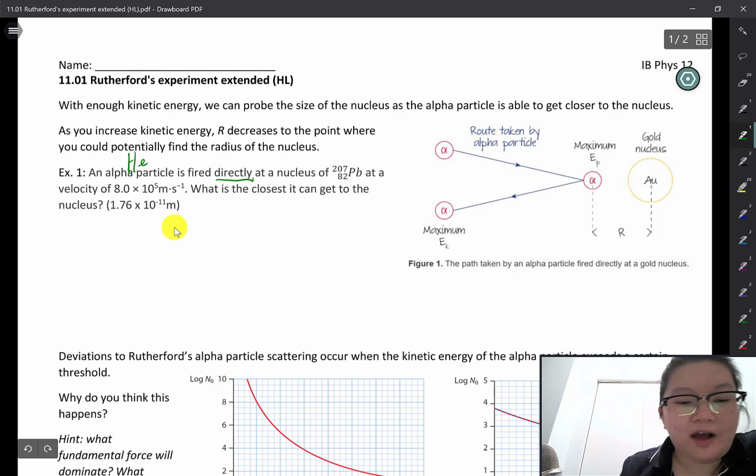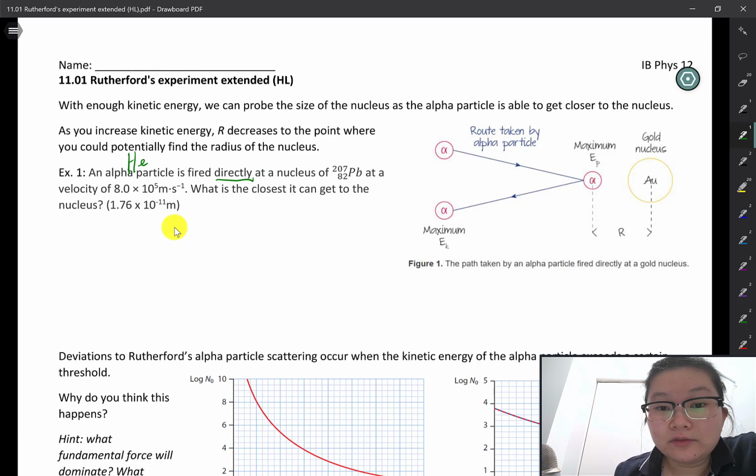is fired directly at a nucleus of, looks like lead-207, at a velocity of 8 times 10 to the power of 5 meters per second. What is the closest it can get to the nucleus?